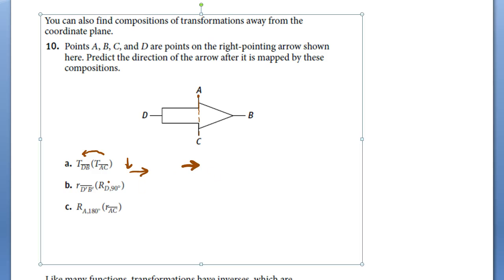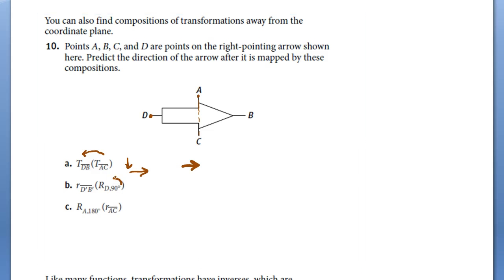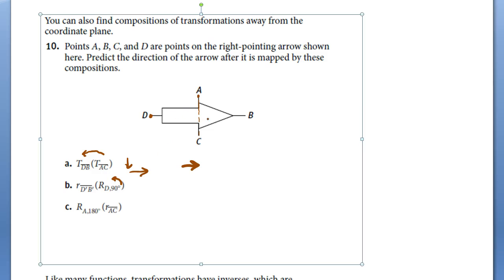Okay, this one here. First, rotate it around point D. Right there, point D. Rotate it 90 degrees. Okay, 90 degrees, a positive angle, is a counterclockwise rotation. If we rotate it, it's going to point up. Keep that in your mind. It's going to point up.